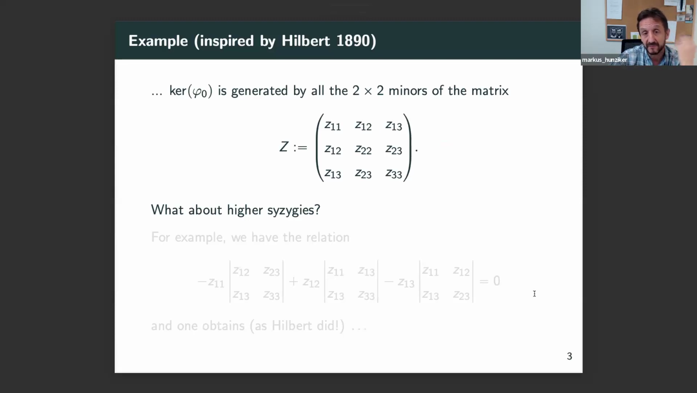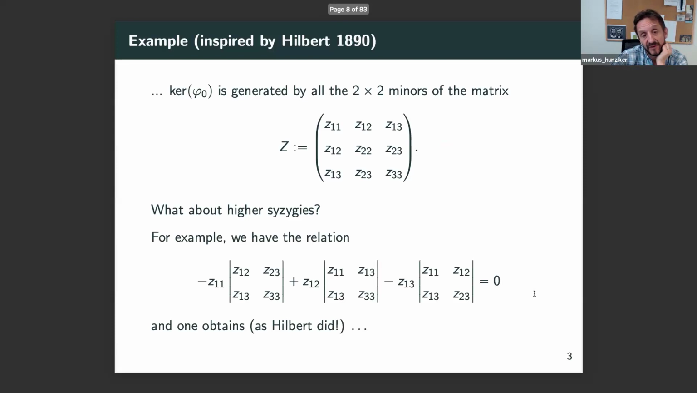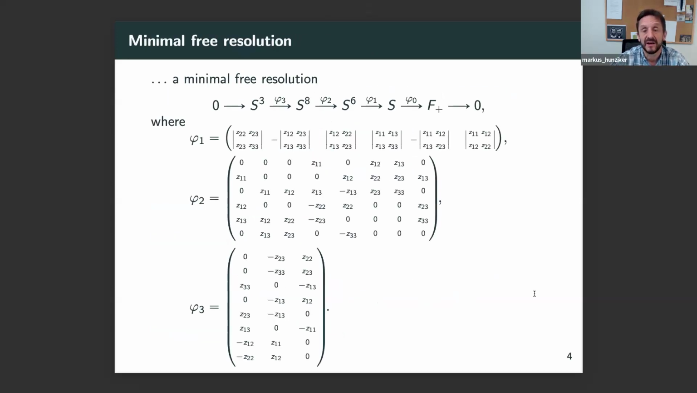Now you can ask, are there any relations among these relations, higher syzygies? Well, if you look at the following linear combinations of 3 of these 2x2 minors, you see that you also get identically 0. This is an easy exercise. And then you attain, and Hilbert did calculations exactly like that in his 1890 paper, what we would now call a minimal free resolution. On the right here you have, can you see the mouse cursor, by the way?